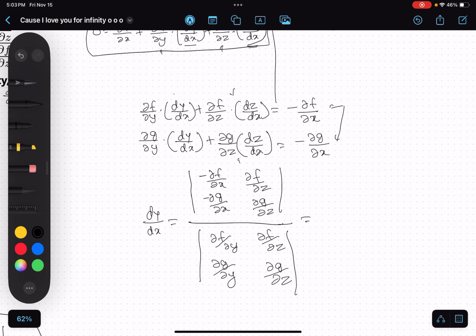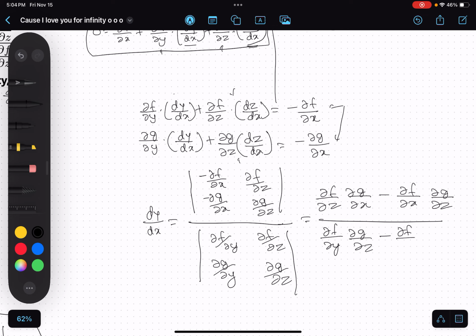So this has a negative sign, so I will write another one first. Partial f by partial z, partial g by partial x, minus partial f by partial x, partial g by partial z, divided by partial f by partial y, partial g by partial z, minus partial f by partial z, partial g by partial y. And that's the dy by dx.